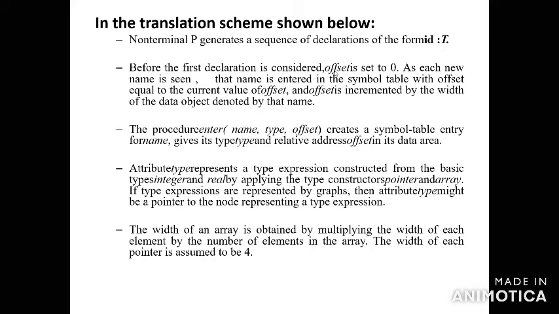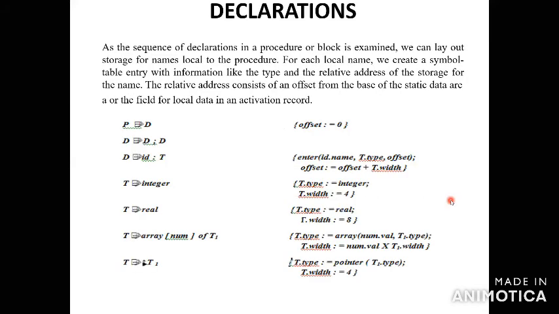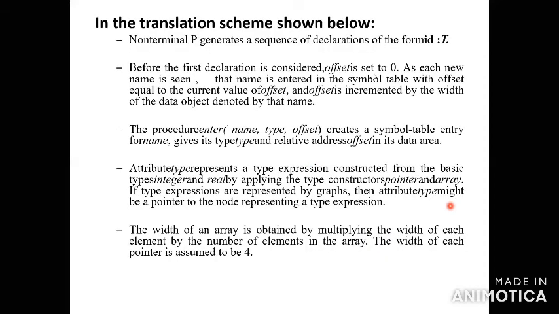After that, you have to specify the width of each data type. If the data type is integer, the width is 4. If the data type is real, the width is 8. Similarly, you have to represent the translation scheme in the declaration part.